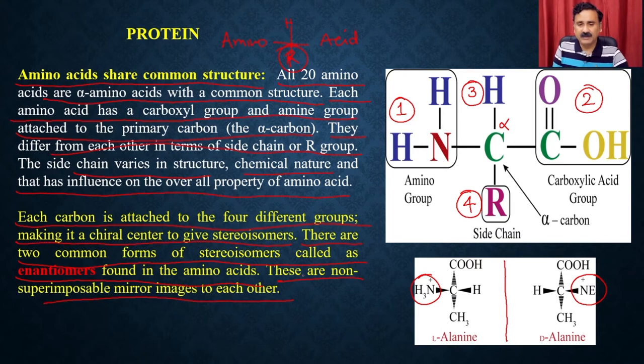Compared to all the amino acids, only glycine does not have a chiral center, because in glycine the R chain is H. So that's why glycine does not show any kind of chiral center.